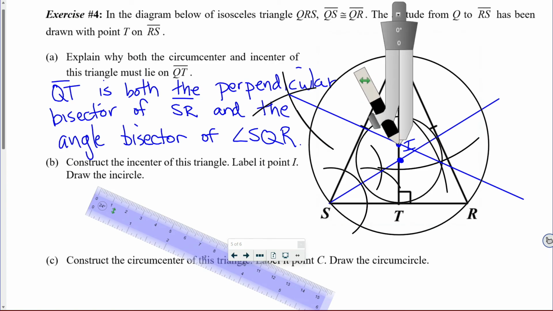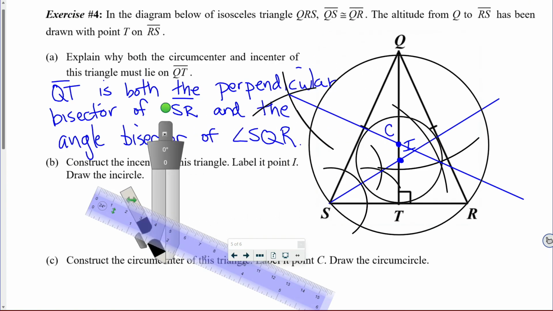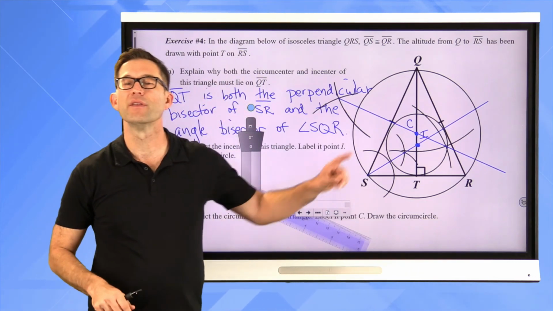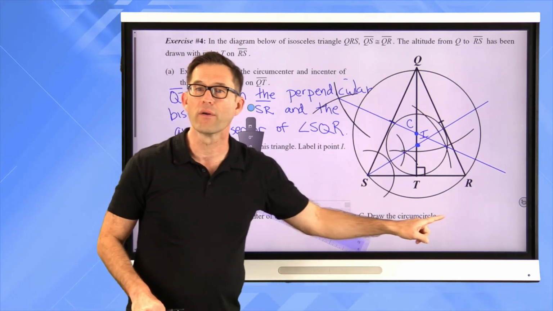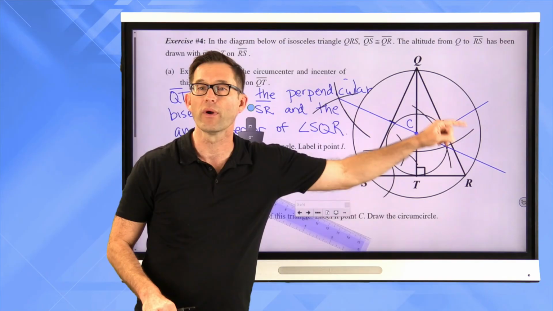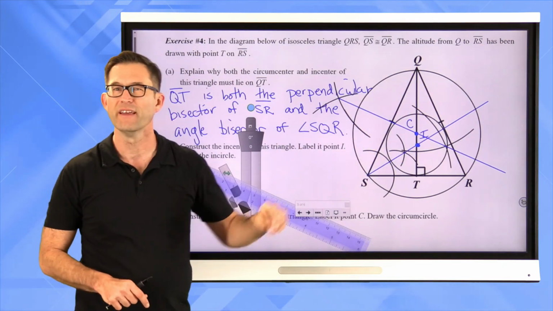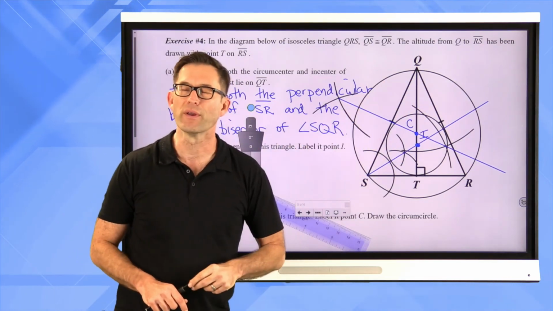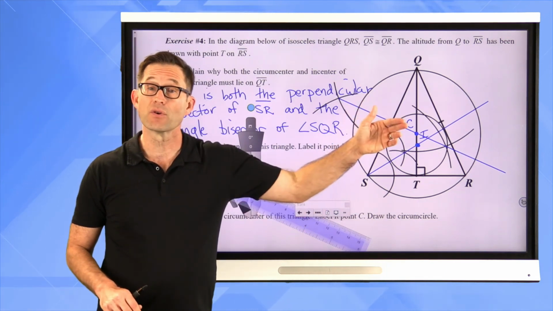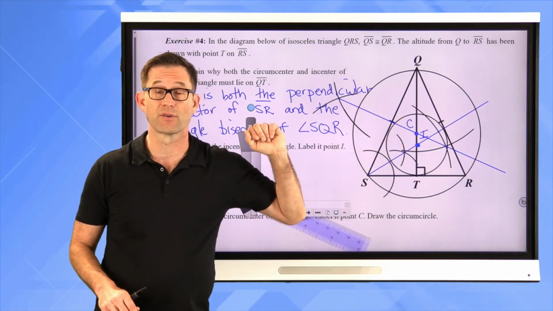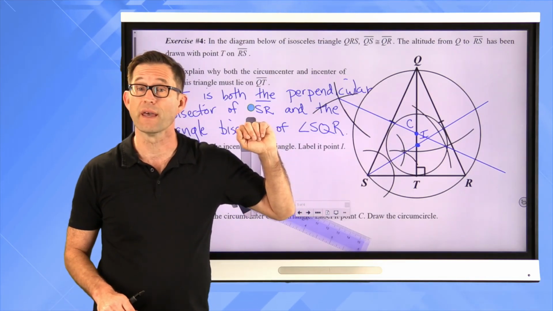Pretty close, right? In theory, had I located the circumcenter perfectly, then when I drew a circle around, it should have intersected point S, point R, and point Q perfectly. It was just a little bit off on point Q, but pretty close. And again, notice that the circumcenter and the incenter are different points in this case.